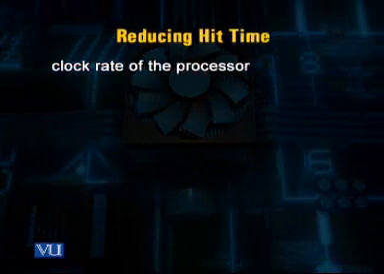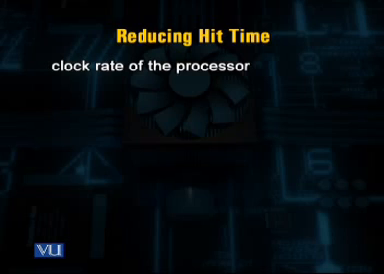Having discussed 5 different techniques to reduce the miss penalty, 5 methods to reduce the miss rate, and 3 approaches to reduce the miss penalty and miss rate via parallelism, let us have a look at the final component of memory access time, that is the hit time, which affects the clock rate of the processor. Hit time indeed directly affects the clock rate of the processor.